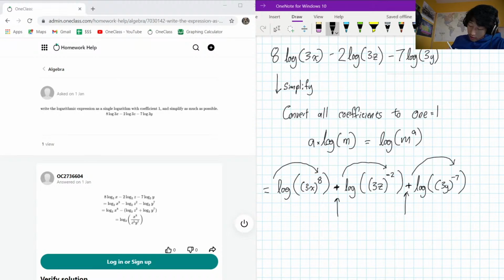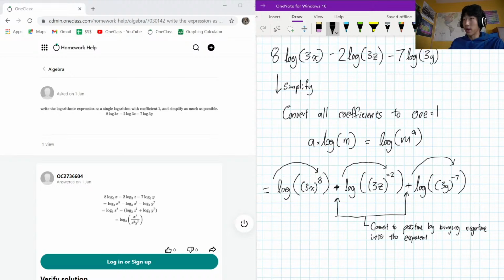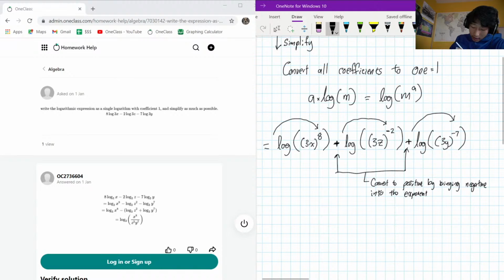So I'll just write here, convert to positive by bringing negative into the exponent. Okay, so let's simplify this a little bit. So here, the x is going to remain like x to the power of 8. But the 3, we do 3 to the power of 8.